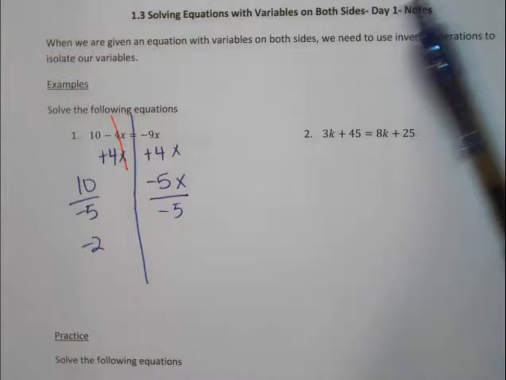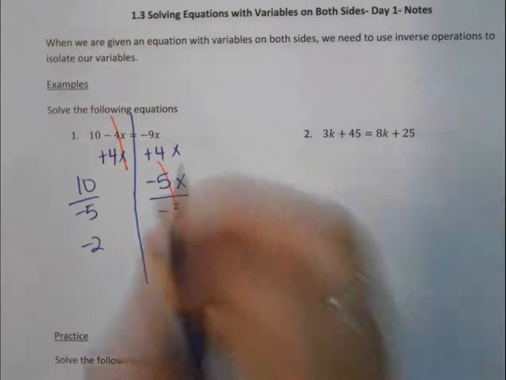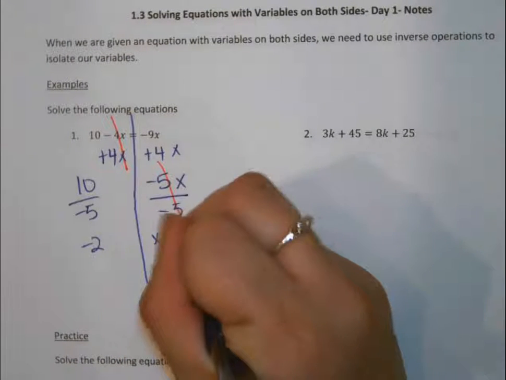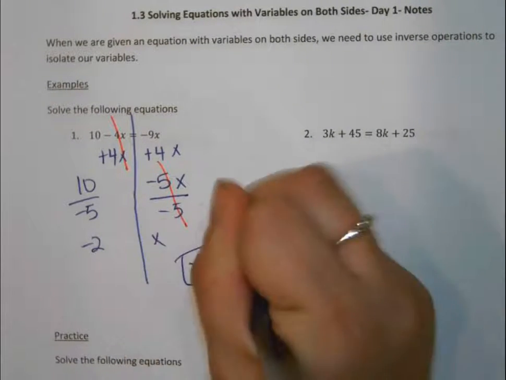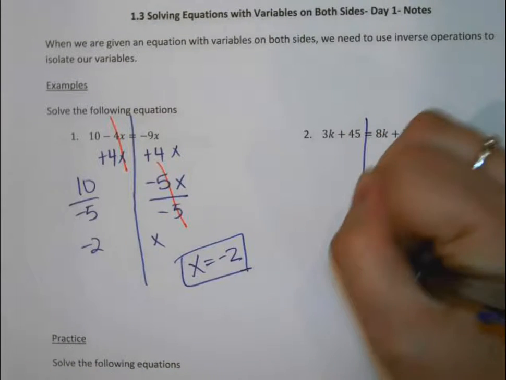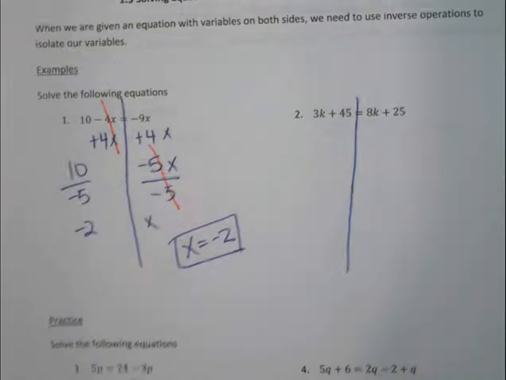Negative 2 on the left. On the right, the negative 5's cancel out, and I have x, so my answer is x equals negative 2.